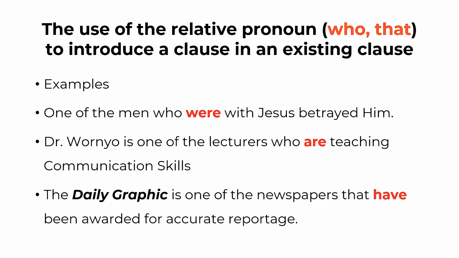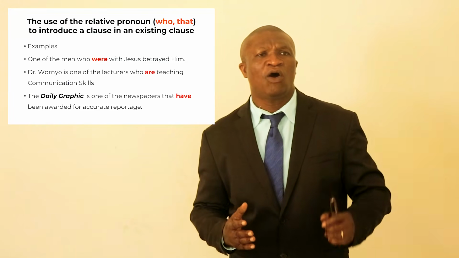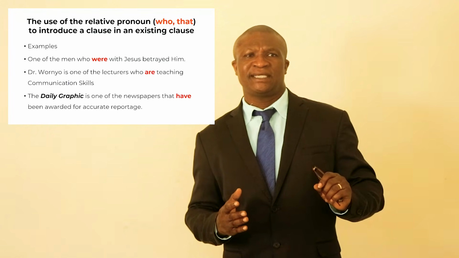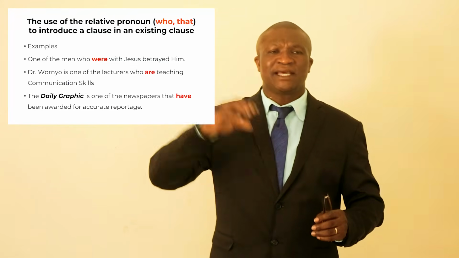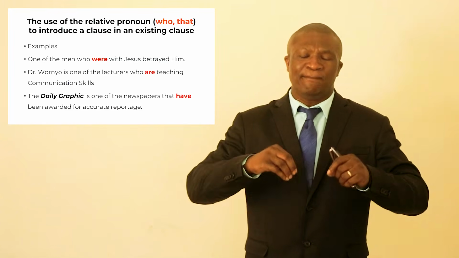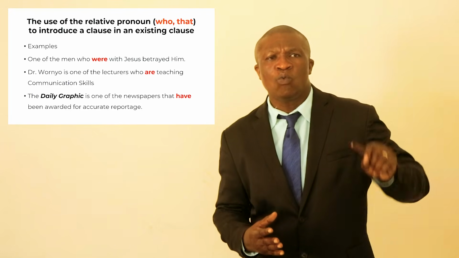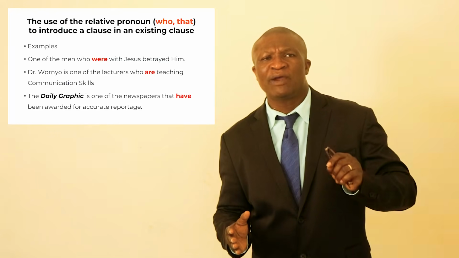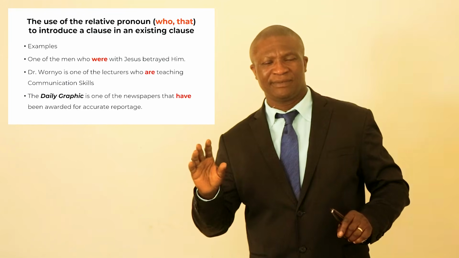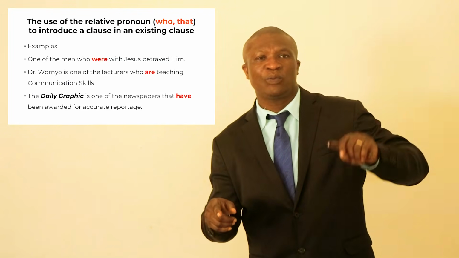The relative pronoun is used to introduce a clause into an existing clause. So we have, for example, one of the men. You can have: one of the men betrayed Jesus. But we can use the relative pronoun to introduce the men we are talking about. So the men who were with Jesus. The full sentence becomes: one of the men who were with Jesus betrayed him. How many men? Twelve. But only one betrayed him. So there were men with Jesus.